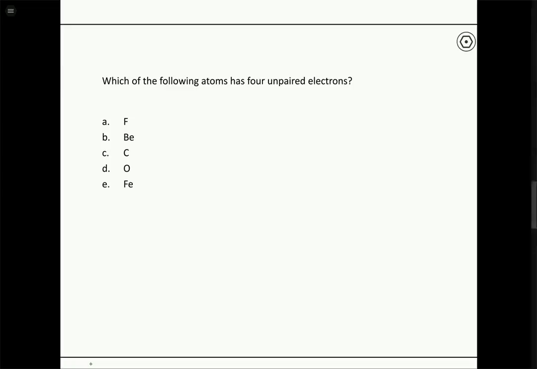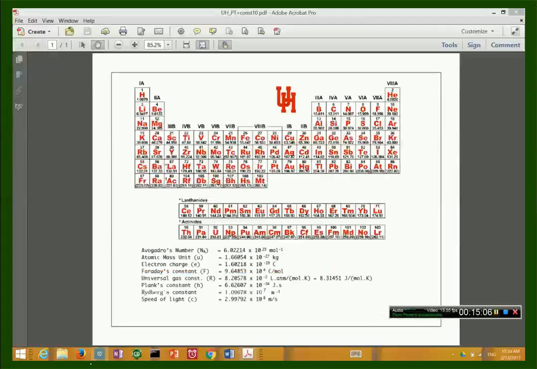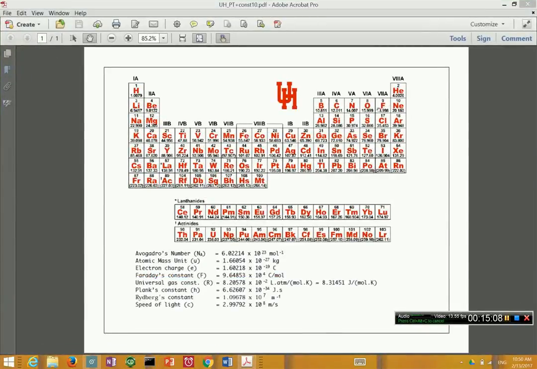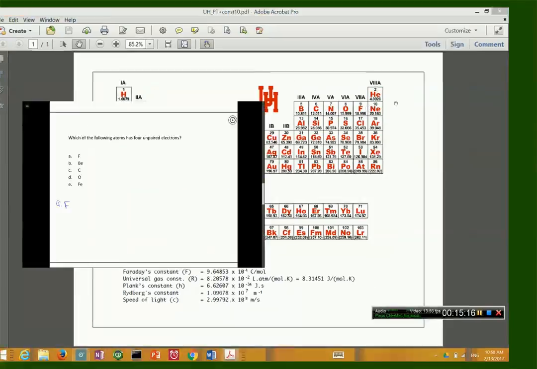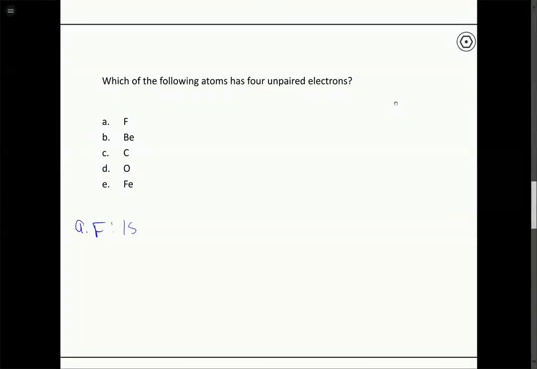So choice A is fluorine. The first thing we need is the electron configuration for fluorine. It's going to be right here in the periodic table, atomic number 9. So it's going to be 1s2, 2s2, 2p5. We only need to look at the partially filled subshell, which is the 2p in this case.